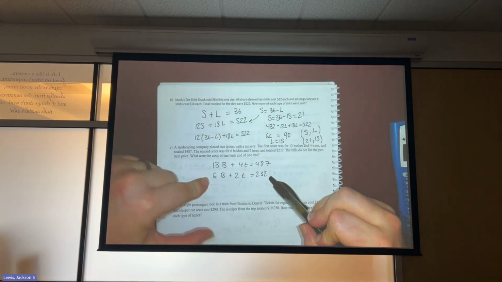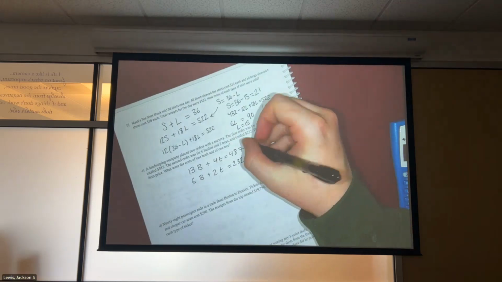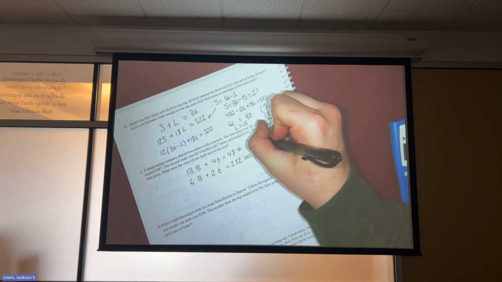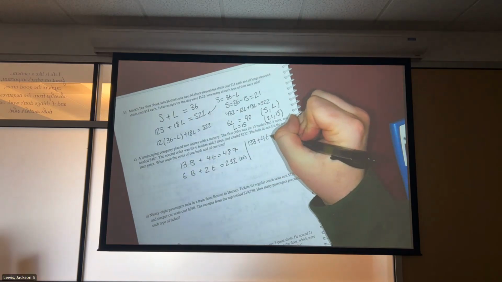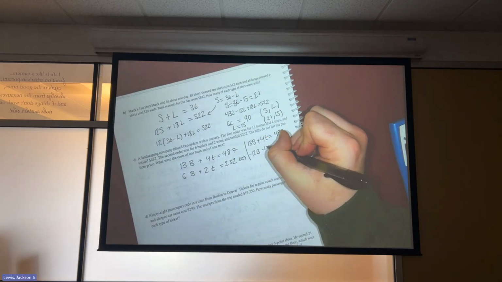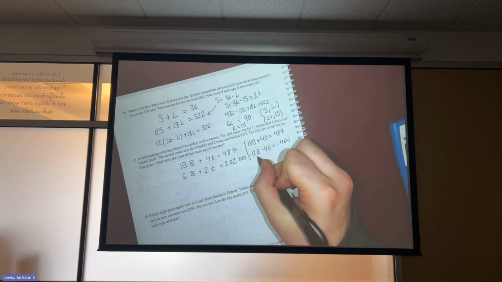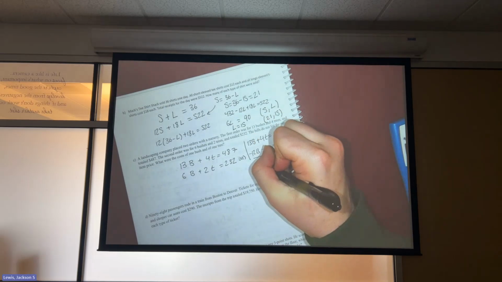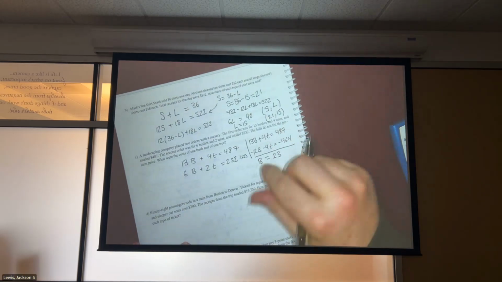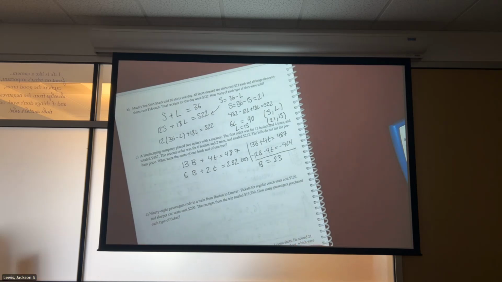Elimination, right? If I multiply this bottom equation by -2, then my t's will cancel out. So multiplying by -2, I get 13b plus... -12b minus 4t equals -64. And so b equals 23. And I've already got one of my values here. Very convenient.